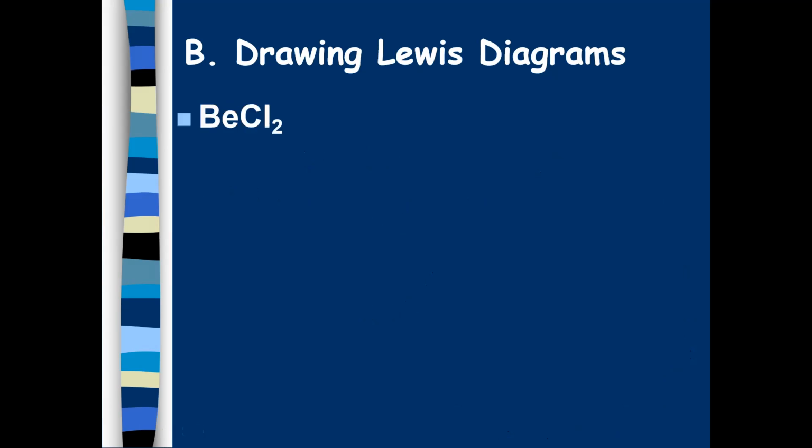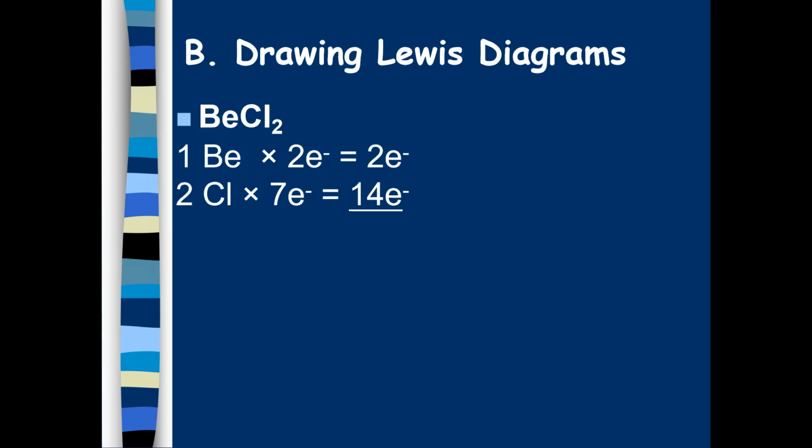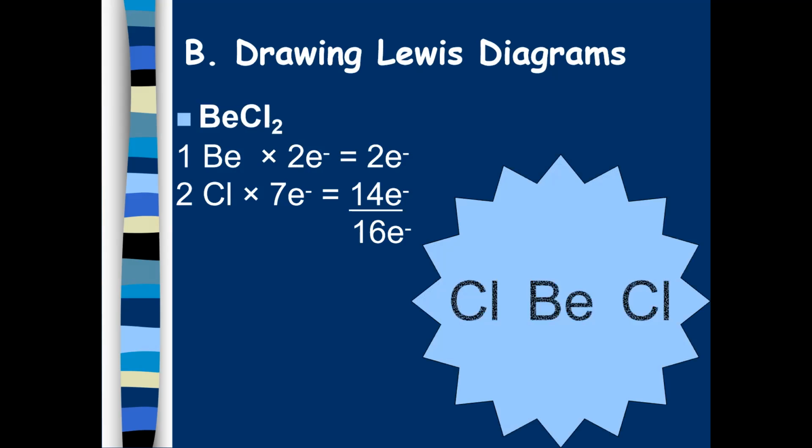Next one. This is one of the exceptions. Beryllium is in group 2, right? So it only has 2 electrons. Chlorine is in group 7. There are 2 of them. You got 14 there. Add them up. Do your sketch. Make your bonds. Subtract. You get 12. You're probably thinking, 12 is not enough for beryllium.